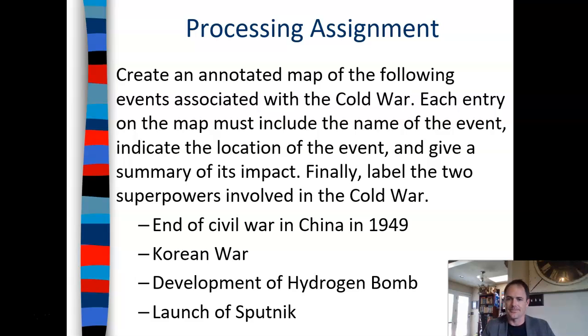We're working on a skill here. And finally, label the two superpowers involved in the Cold War. I want you to show me on the map the two superpowers. So, the end of the Civil War in China in 1949. Remember, you're summarizing the impact. Don't tell me so much about the event, but about its effect. The Korean War, development of the hydrogen bomb, and the launch of Sputnik. Its impact. How did it affect or impact world events, especially the Cold War?